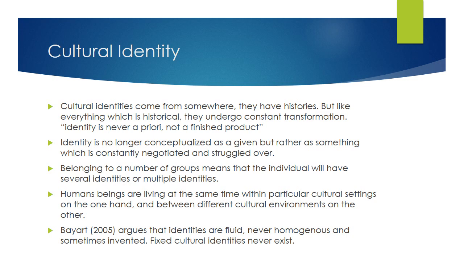Belonging to a number of groups means that the individual will have several identities, or multiple identities. Human beings are living at the same time within particular cultural settings on the one hand, and between different cultural environments on the other. Even in the United States, we're all Americans. We all prize our freedom and independence. But you take somebody who supports Donald Trump, and then you take somebody who opposes Donald Trump, and their differences are significant. And you almost can't believe that these are both from the same quote-unquote culture.